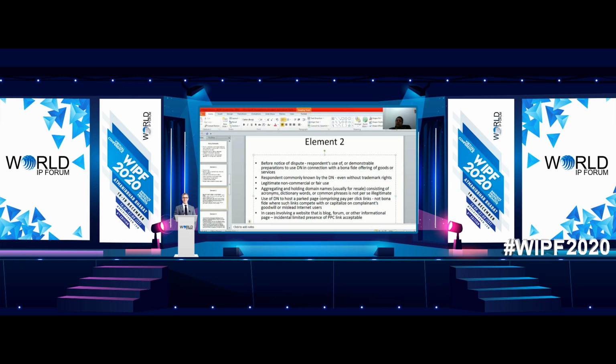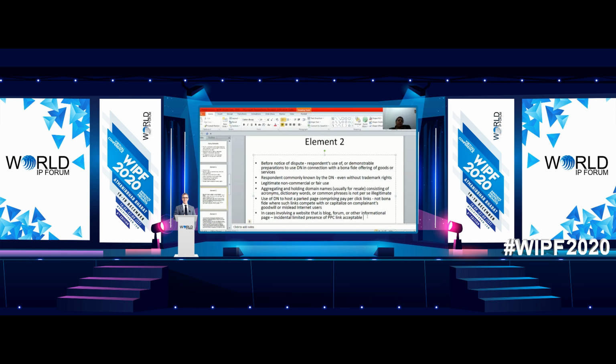One of the instances where one can distinguish whether the respondent's use is fair or not is if the respondent has simply parked the domain with a pay-per-click website, and if the links are related with the complainant's business or they capitalize on the complainant's goodwill, then it would be a problem area. But if it is not connected or it happens to be a blog, forum, or another informational page, even if there is some presence of pay-per-click links, it does not necessarily mean that there is a non-legitimate right on part of the respondent.